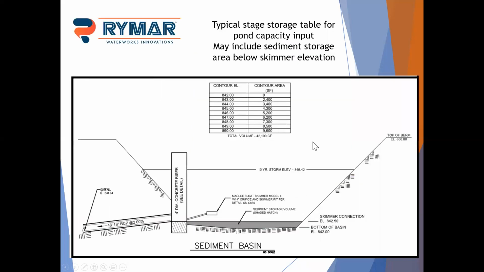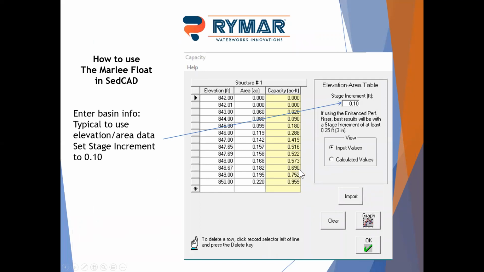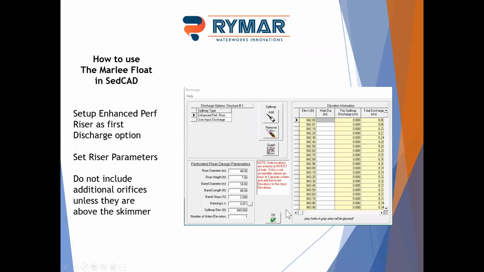And then we built our basin. So we had our contour, elevation, area table here that we're going to build into our model. In this case, we had a little bit of a sediment storage area underneath, about a half foot, but we really didn't put that so much into the model. The big thing when you're building your pond and doing your elevation area table, you're going to have this stage increment setting over here, and we recommend you set that to 0.10. What that'll do is give you a place to plug in your skimmer flow. So, you build your elevation area table, plugging those numbers in off your design.